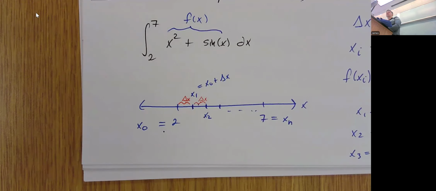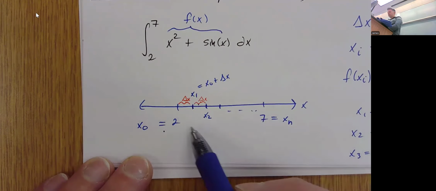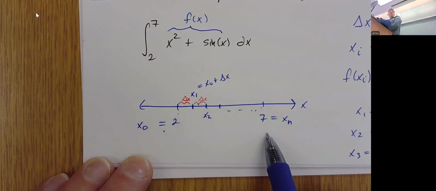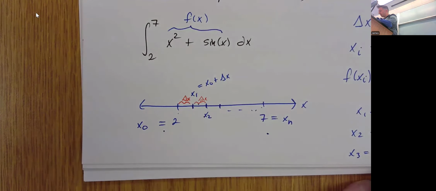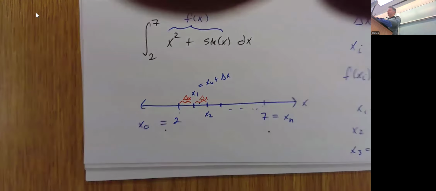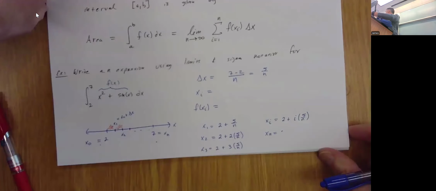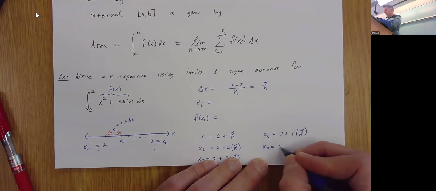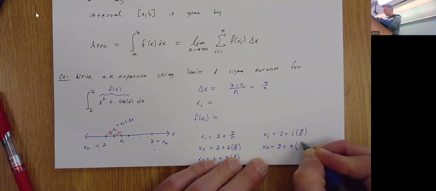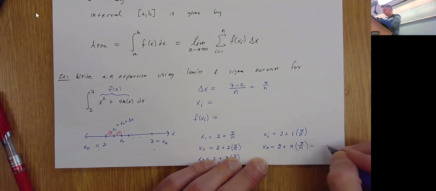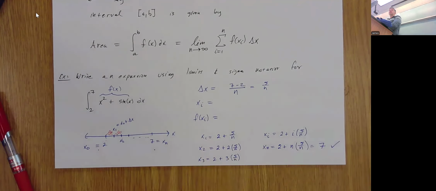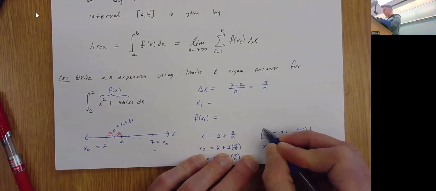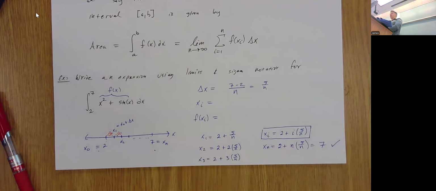I always like to check to make sure I've done the right thing. It should be true that if I add on my delta x n times, I should get to 7. So if I check x sub n, if I plug in n for i, it is 2 plus n times 5 over n, but the n's cancel, and I get 2 plus 5, which is 7. That checks out. So this formula here tells you the right endpoint value of any ith subinterval.